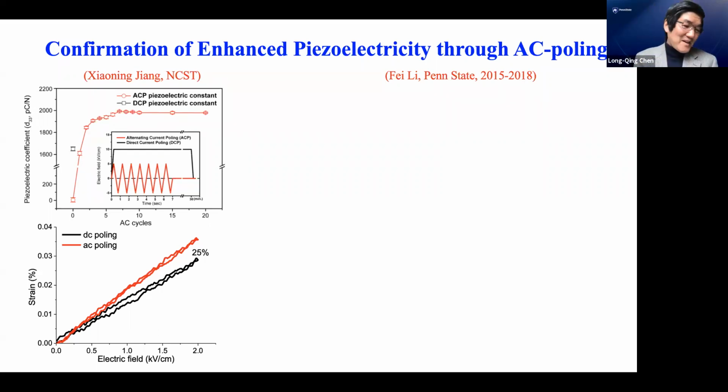And even though this is not double the values claimed by John Yamashita, this is very significant in the sense that this AC poling is not complicated. It's very easy to do. It's a low frequency, like 1 hertz, you know, it's just going back and forth a few more times.